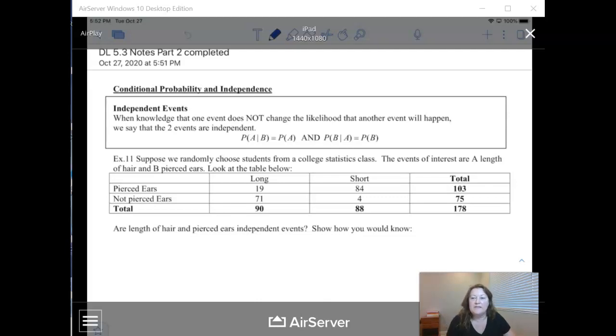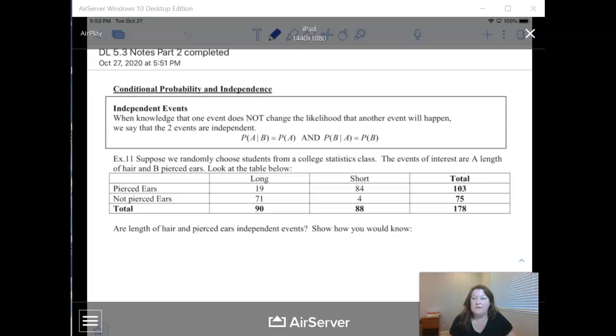Hi AP Stats, this is 5.3 notes, part 2, and today we're going to work on conditional probability and independence. So the last thing we were working on in 5.3 and 5.2 was the idea of having the "and" or the "or" connector in between two events. Today we're going to focus mostly on the "and" connection between those two events.